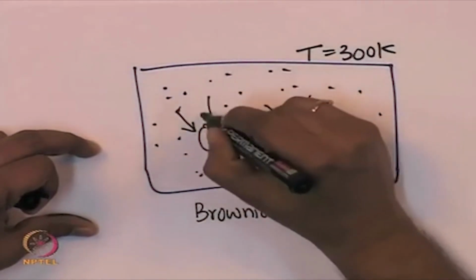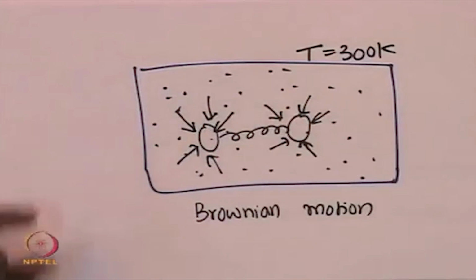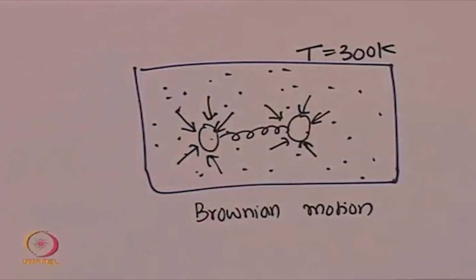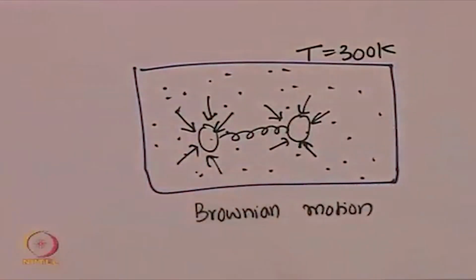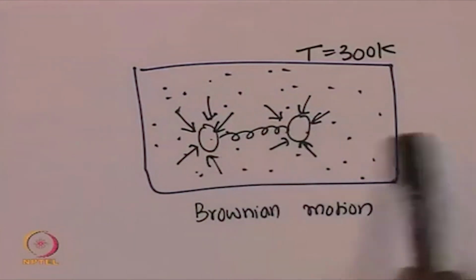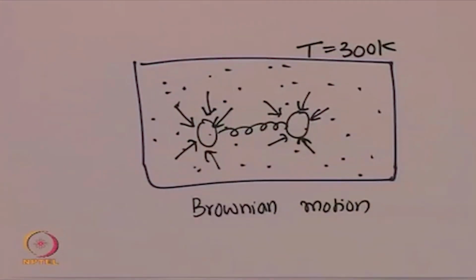These arrows represent water molecules going and hitting these atoms. When water molecules hit these atoms, the atoms will also start vibrating. Essentially, these molecules will have to vibrate and fluctuate, so the positions of these atoms will fluctuate.